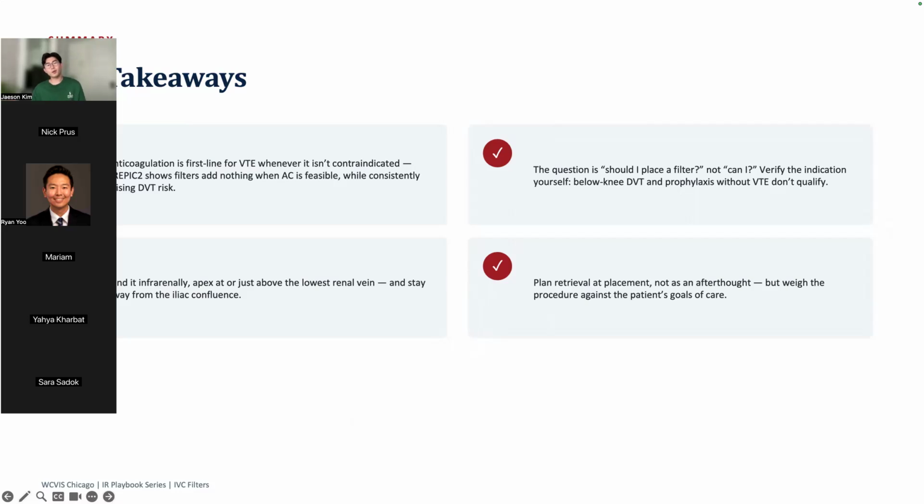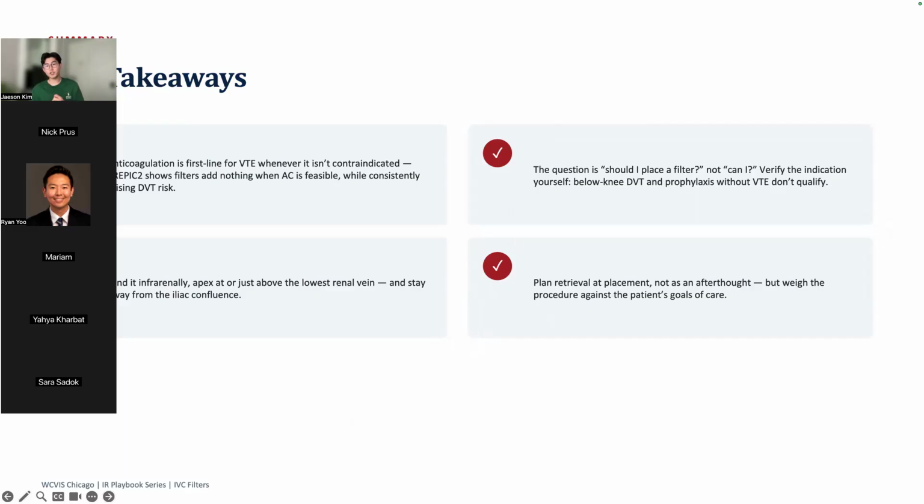Okay, so let me leave you with four simple takeaways to conclude this talk. First, anticoagulants are the main treatment of clots, and you only reach for an IVC filter when you can't use those blood thinners. Again, the PREPIC trials showed that adding a filter doesn't help patients who can take blood thinners.